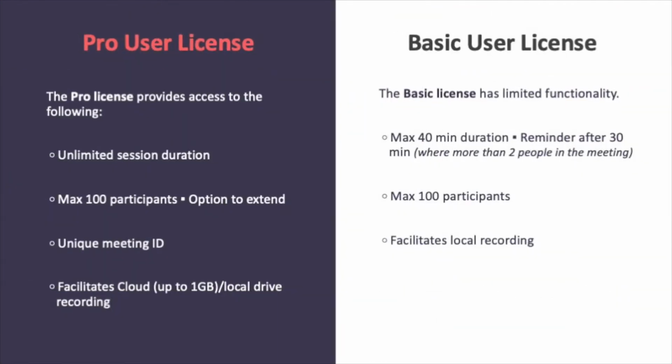Zoom comes with two types of licenses. The Pro license, which gives you unlimited session duration, facilitates cloud storage of up to 1 GB, maximum of 100 participants with an option to extend, and a unique meeting ID, whereas the Basic maxes out at 40 minutes duration with a reminder after 30, 100 participants, and facilitates local recording.